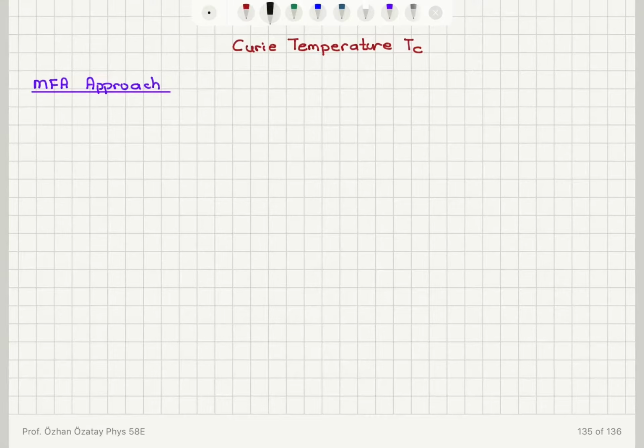Now we're going to discuss the Curie temperature from two different points of view. One is the mean field approximation, the other one is the nearest neighbor interaction approximation. You can recall that in our Langevin theory we had this alpha parameter, which is equal to the ratio of mH, magnetic moment per atom times the magnetic field H, divided by kBT.